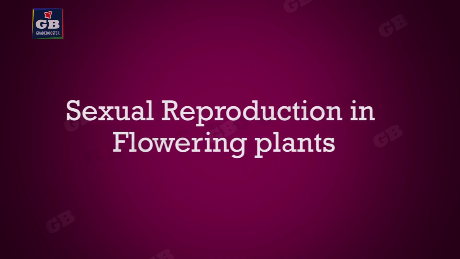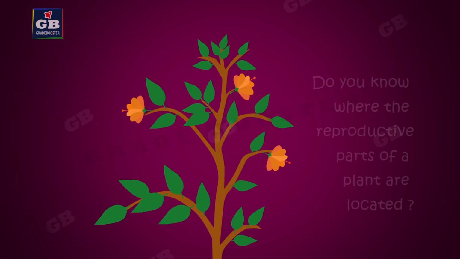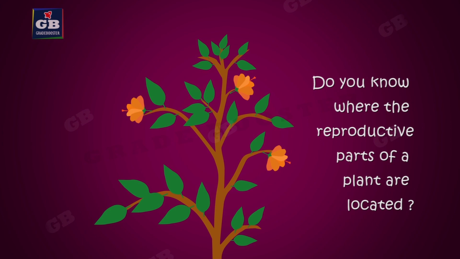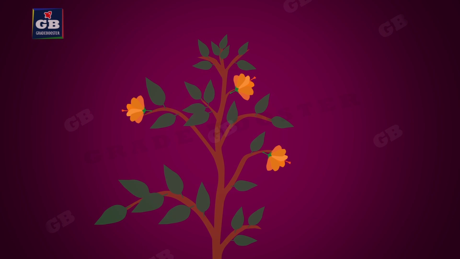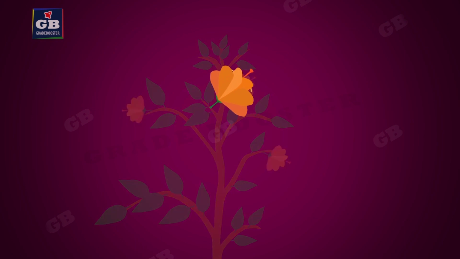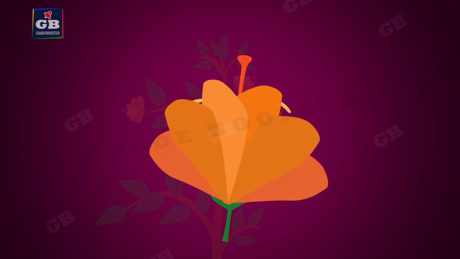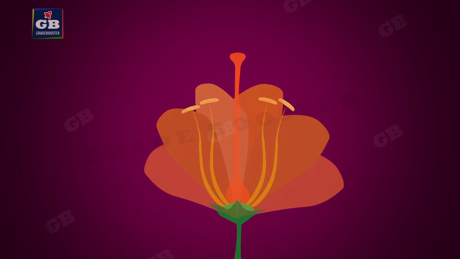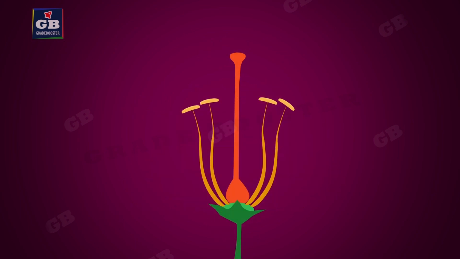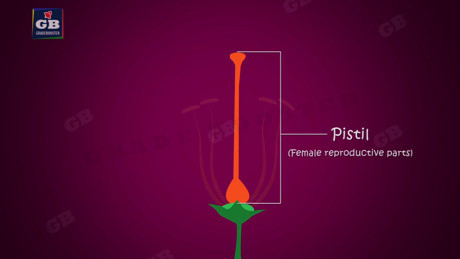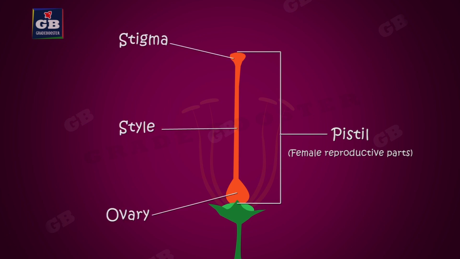Sexual reproduction in flowering plants. Do you know where the reproductive parts of a plant are located? The reproductive parts of the plant are located in the flower. Here is a flower. Let us identify the reproductive parts in it. This is the female reproductive part of the plant. It is called pistil. It has three parts: stigma, style, and ovary.